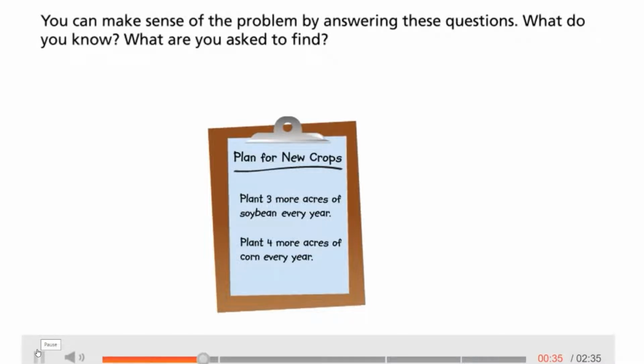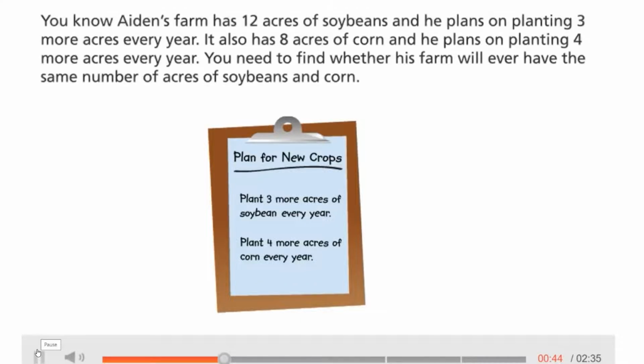You can make sense of the problem by answering these questions. What do you know? What are you asked to find? You know Aiden's farm has 12 acres of soybeans, and he plans on planting 3 more acres every year. It also has 8 acres of corn, and he plans on planting 4 more acres every year. You need to find whether his farm will ever have the same number of acres of soybeans and corn.